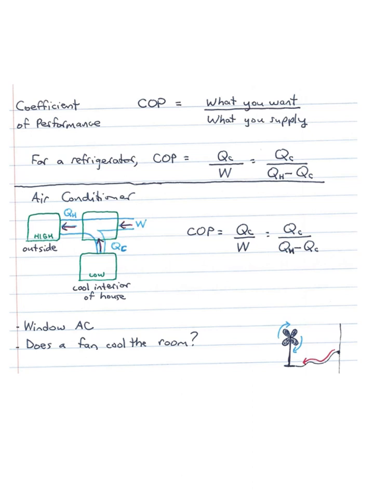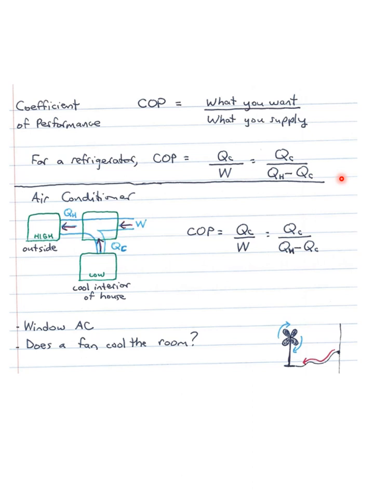Now for a refrigerator, the coefficient of performance, you think, what do you want? You want heat extracted. You want a lot of joules of heat extracted from the inside of the refrigerator. That's Q sub C. What are you supplying to get that? What's the cost? Well, it's W. You have to get that motor running. So the coefficient of performance is Q sub C divided by W. And again, the reason we don't call this efficiency is that efficiency is always a ratio between 0 and 1. And in this case, it's going to be something more than 1. And conservation of energy says another way of looking at it is Q sub C over Q sub H minus Q sub C.